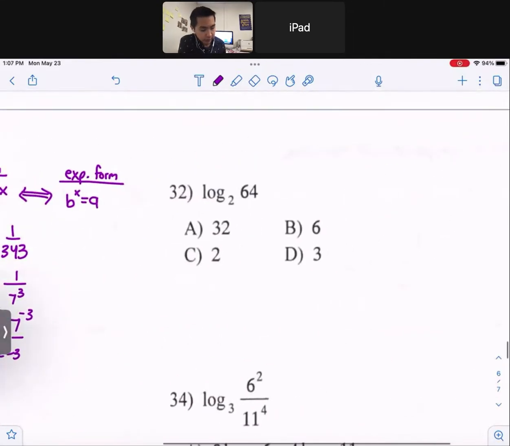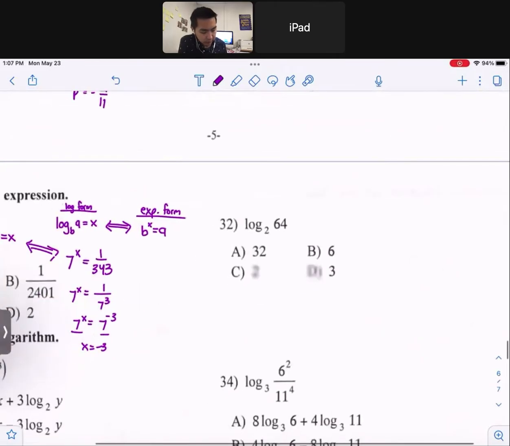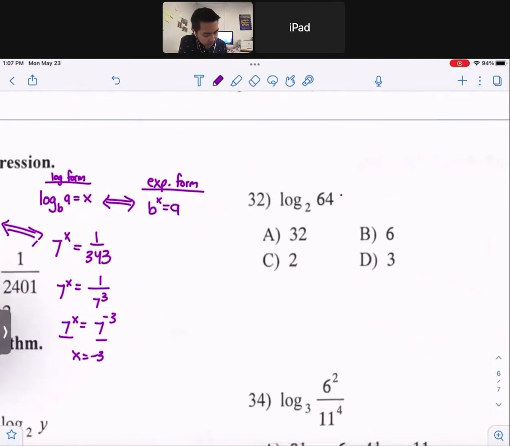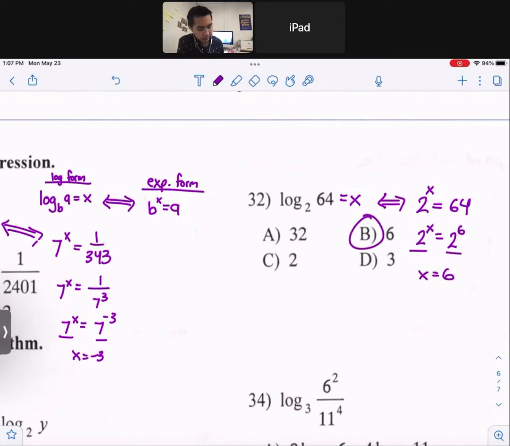Okay, 32, same deal. This is log form. Set this equal to x, and we're going to make it into exponential form. So take the base, which is 2, raise it to this, which is x, and set it equal to this number right here. Log form, converted to exponential form. And now let's solve for this. Get both sides to be the same common base. So 2 to the 6th power is 64, and since they have the same common bases, x is equal to 6.